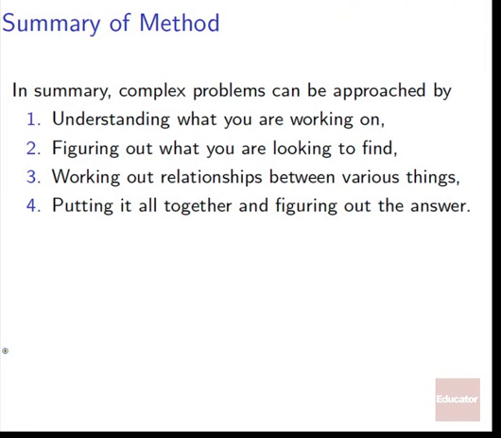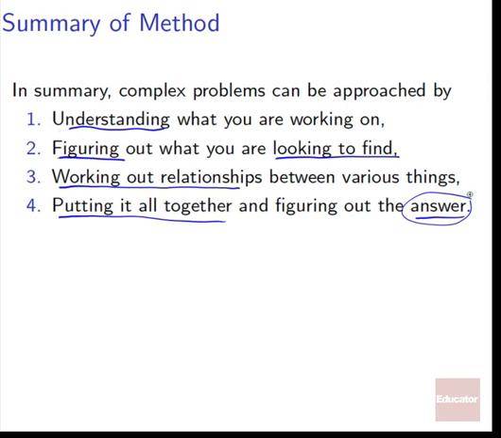In summary, complex problems can be approached by first understanding what you're working on, then figuring out what you are looking to find. Figure out what you want to know, what you need to know. Third, you work out relationships. How do the things that you know already from the problem and the things that you're looking to find, how are they connected to each other? And then finally, you put it all together and you get the answer. So that's our basic summary of method.